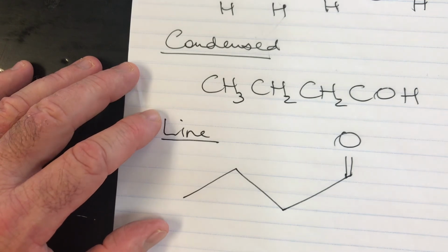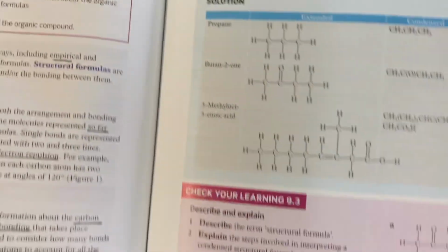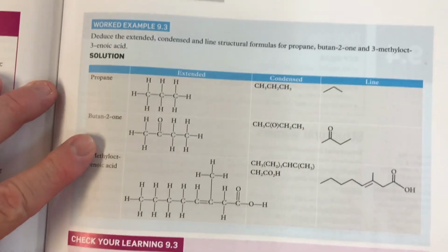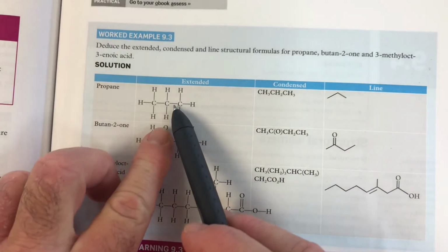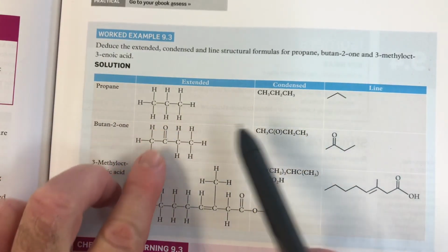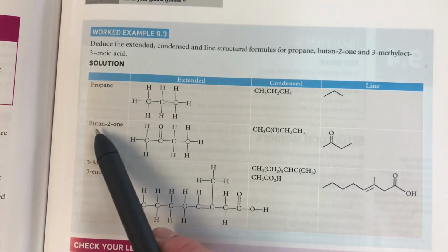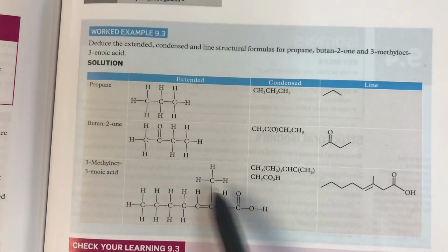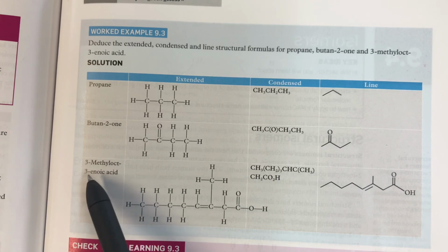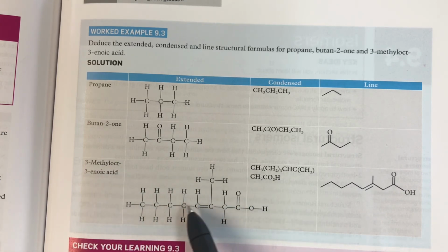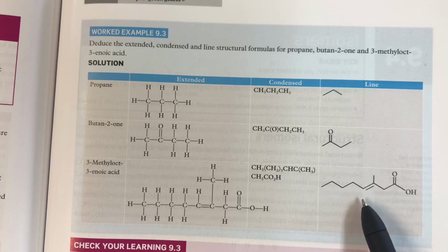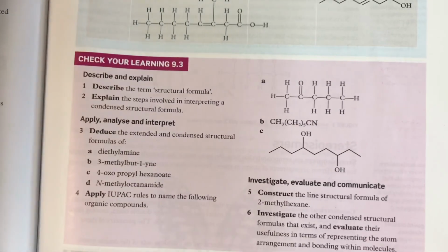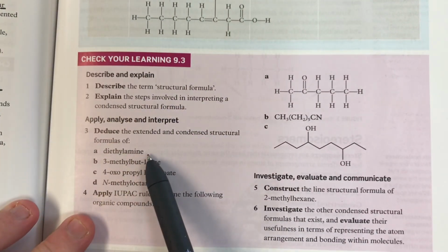So there you go. There's another few examples here in worked example 9.3 on page 233. They show the extended, condensed and line structural formulae for propane, butane-2-one, which is an alkanone, which is a ketone, and this really complicated looking one, 3-methyl-oct-3-anoic acid. There's the extended, condensed and line formula. Get your head around that, have a read, and don't forget to do your check your learnings, 9.3.